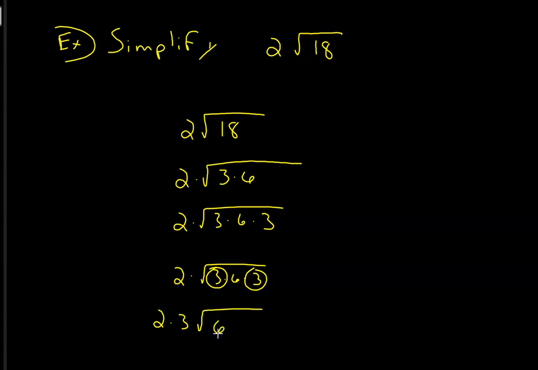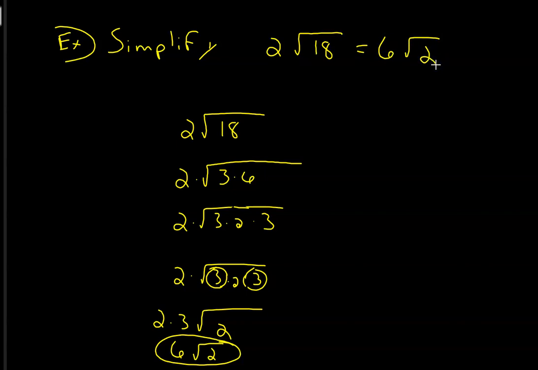Oh, I'm sorry. That 6 should be a 2. Sorry about that. So it should be 2 times 3 times square root of 2. Well, that's 6 square root of 2, because 2 times 3 is 6. So 2 times the square root of 18 is really 6 square root 2.